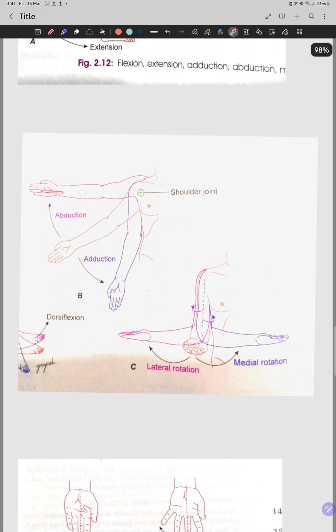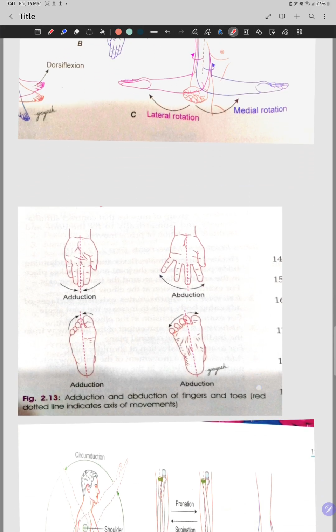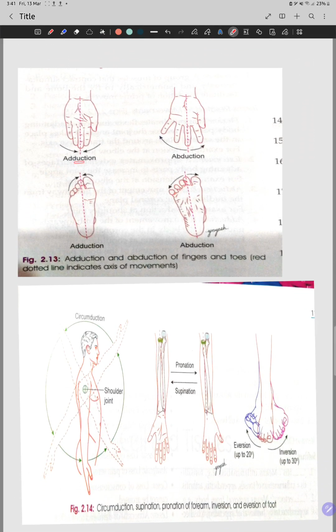Okay, completed. Next coming to abduction. I have kept my hands far from the midline, my hands are pointing above, that is abduction. Lateral rotation, medial rotation. Okay, next, I have already discussed this also.